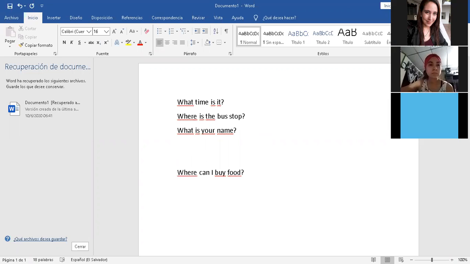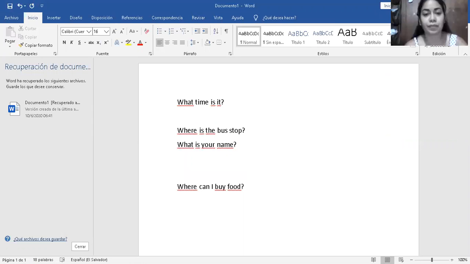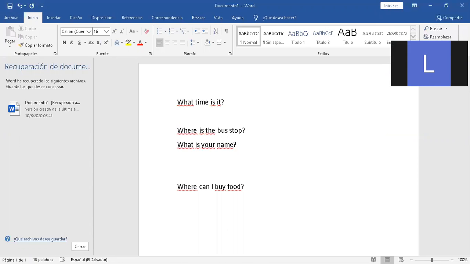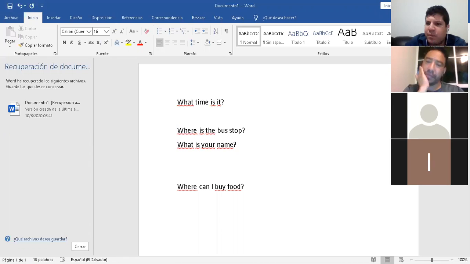Okay, let's go ahead and convert this one. Why? Because we have the verb to be, right? So the structure is going to be a phrase, and then you're going to repeat pretty much what you have and send the verb to be to the end. Could you tell me what time it is? Why? Because we're going to have the verb to be at the end.